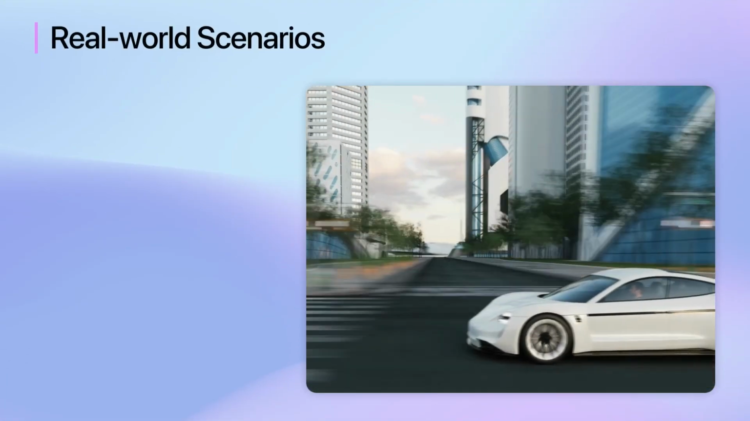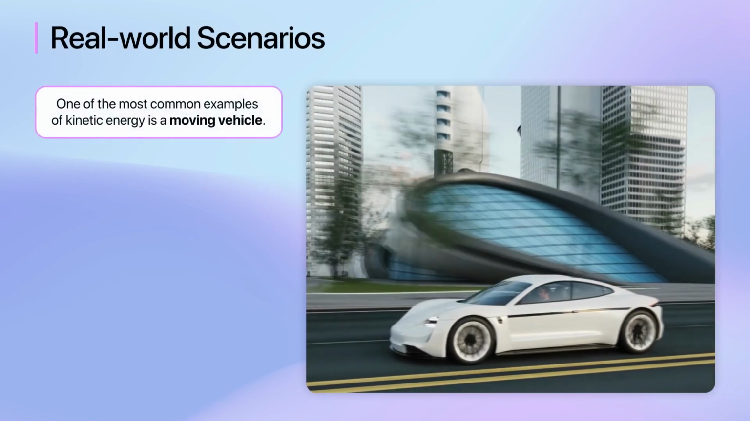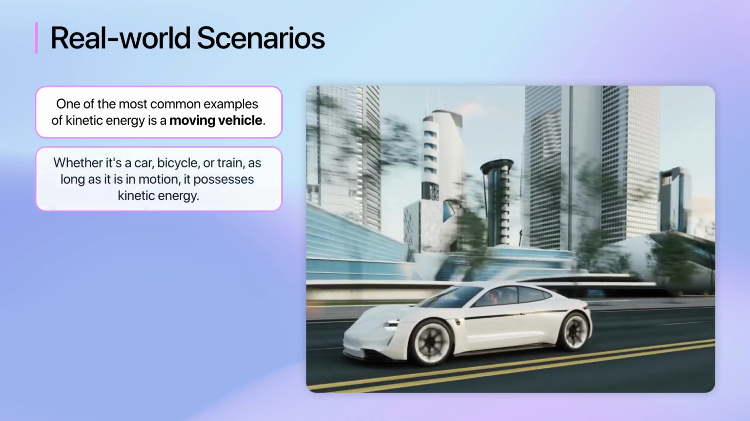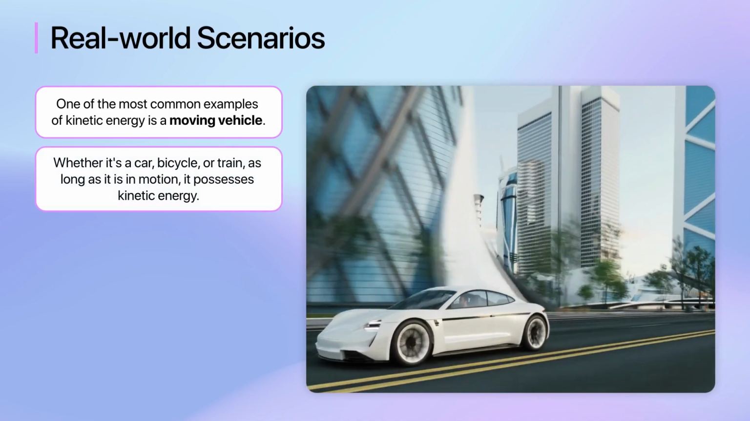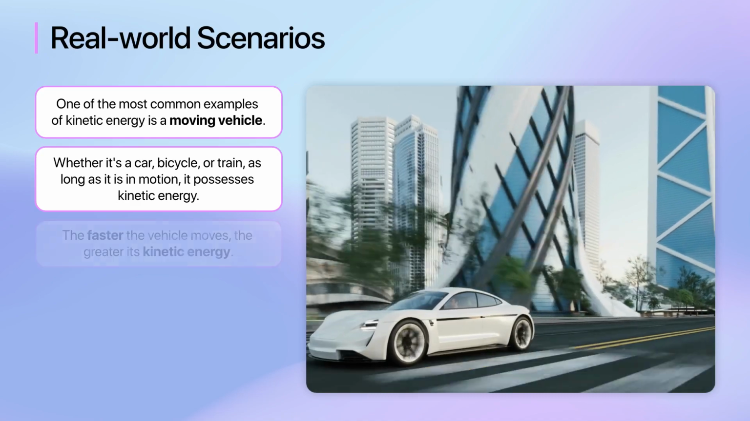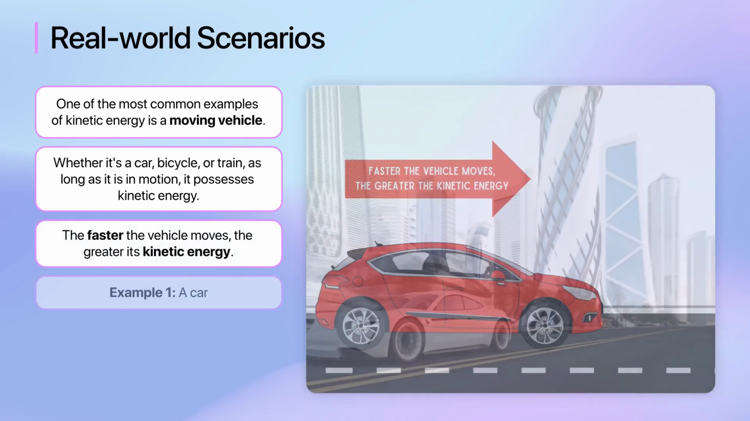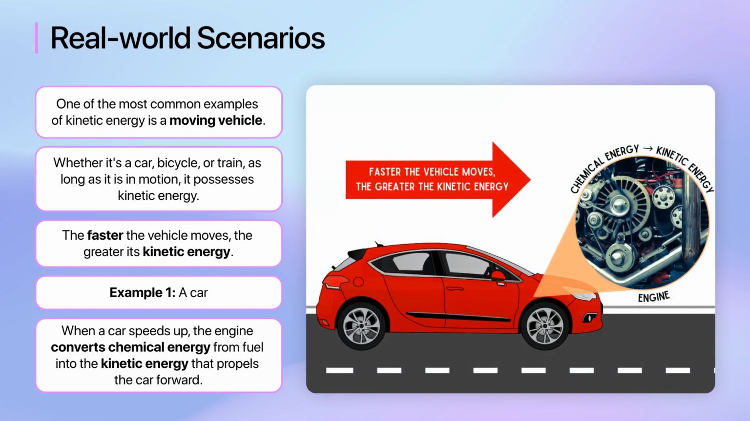Let's now examine some examples where kinetic energy is involved. One of the most common examples of kinetic energy is a moving vehicle. Whether it's a car, bicycle, or train, as long as it is in motion, it possesses kinetic energy. The faster the vehicle moves, the greater its kinetic energy. Let's take the example of a car. When the car speeds up, the engine converts chemical energy from fuel into the kinetic energy that propels the car forward.